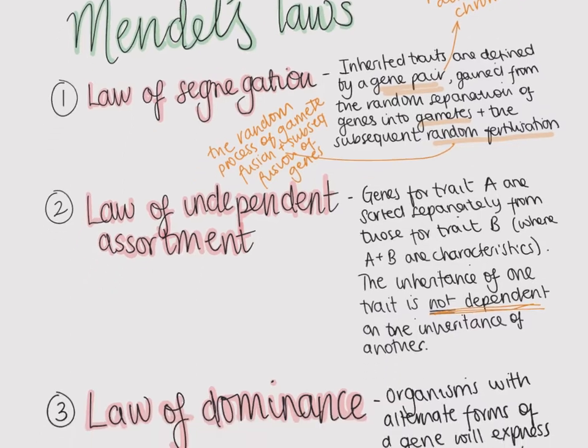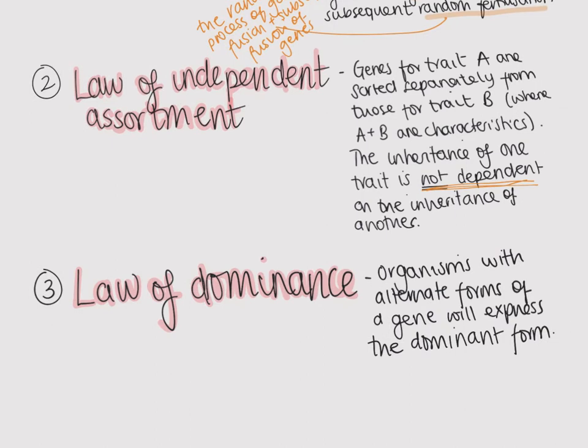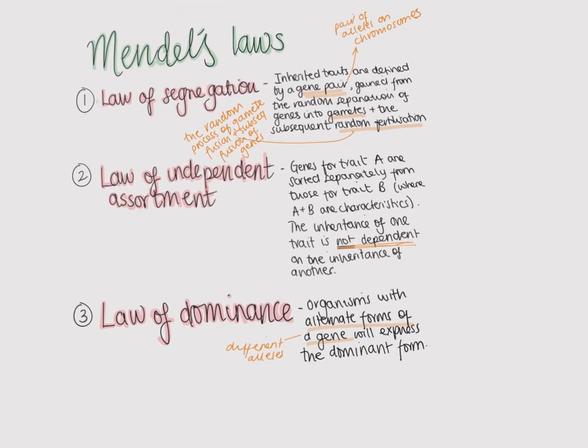And the final law is the law of dominance. This is very standard, we know this already, or we should do anyway if these videos have helped you in any way, shape or form. Organisms with alternate forms of a gene, i.e. different alleles, will express the dominant form. If we've got a dominant allele, then that's going to manifest itself, and if we've got only recessive alleles, then that will manifest itself, but the presence of a dominant allele will always override the recessive. So to recap: segregation, independent assortment, and the law of dominance.